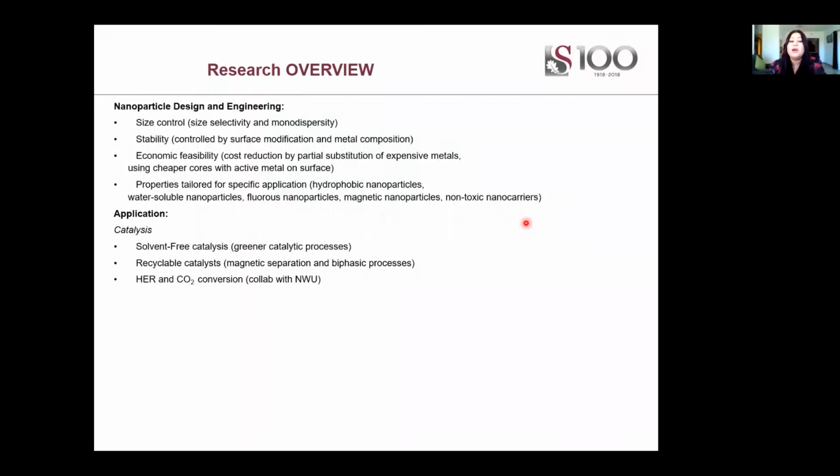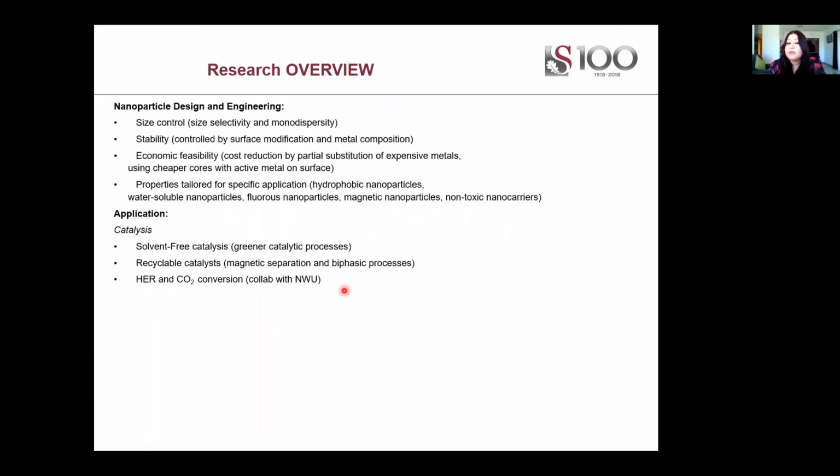So application-wise, we do catalysis in our labs, and of course, we try to do green catalytic processes. So we try solvent-free catalysis or water as a solvent. We obviously try to make our catalyst recyclable because that's the point of having a good catalyst. So we use magnetic separation and biphasic processes, and we also do hydrogen evolution reaction and CO2 conversion.